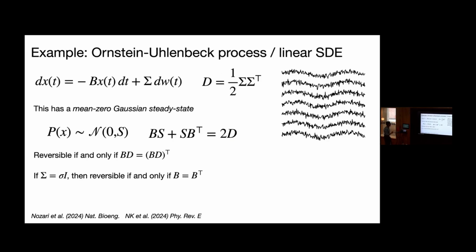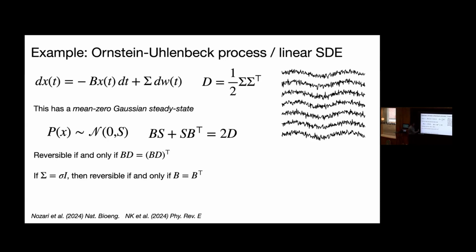So here's an example, one that we'll come back to with reference to neural data, the Ornstein-Uhlenbeck process. This is just a linear SDE. Okay, so you have just a drift matrix and a diffusion matrix. When the eigenvalues of B have the right property, then this is going to decay to a mean 0 Gaussian steady state. And you can work out the covariance of this from the Lyapunov equation. And we've known for a long time that this is reversible if and only if this holds. It's quite easy to show.